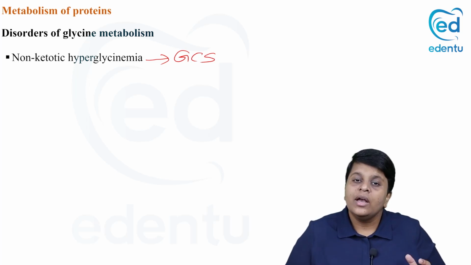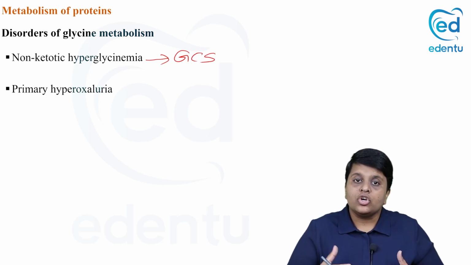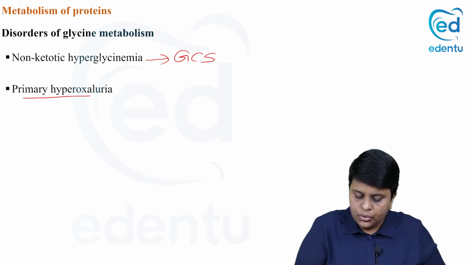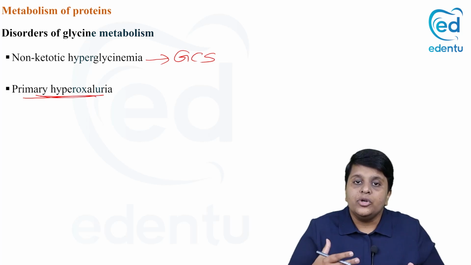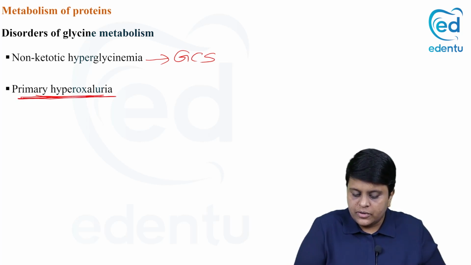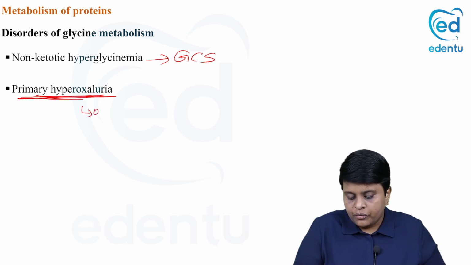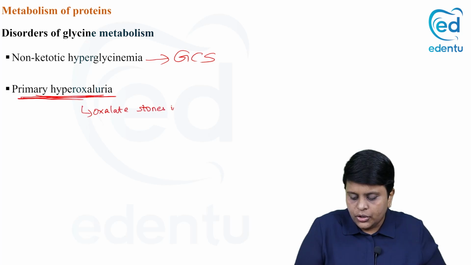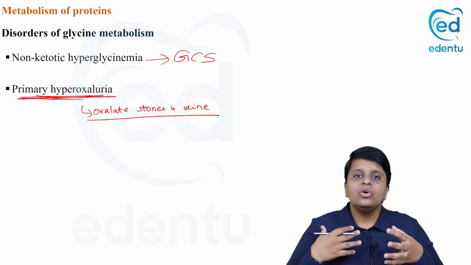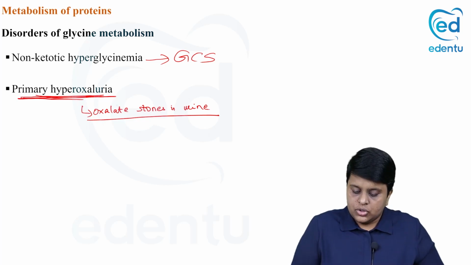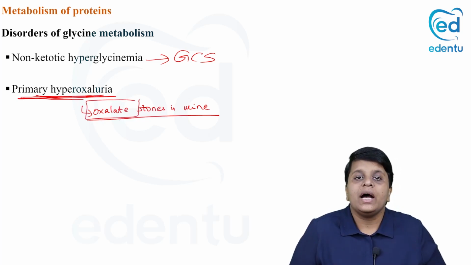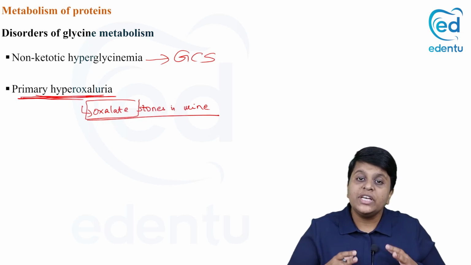This is non-ketotic hyperglycinemia. Then you have one other disorder, which is primary hyperoxaluria. This is because of the deficiency of alanine glyoxylate aminotransferase, and this leads to the production of oxalate stones in the urine. Primary hyperoxaluria leads to urolithiasis, nephrolithiasis, that is the development of stones, and the stones are oxalate stones. It is a protein targeting defect.